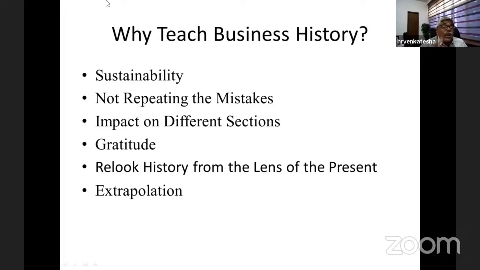We have to study the business history from the point of impact of business on different stakeholders. It could be consumers, it could be suppliers, it could be the farmers who depart their land, or it could be anybody like that. Therefore, another reason why we have to study business history is that we have to study the impact earlier decisions have created on different sections of the society.